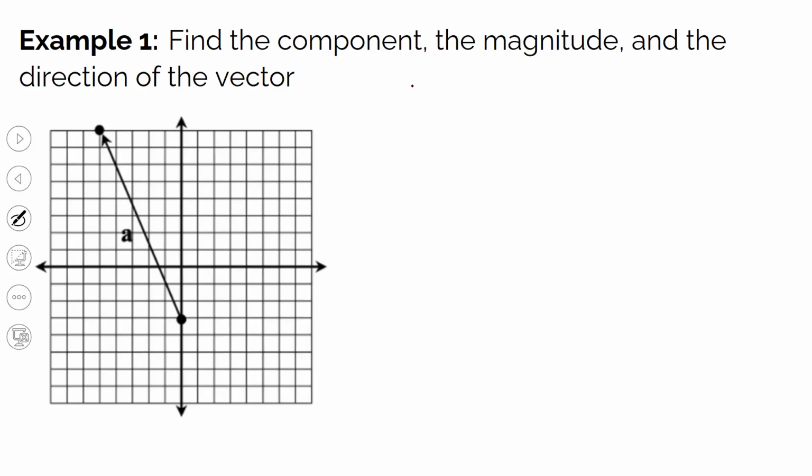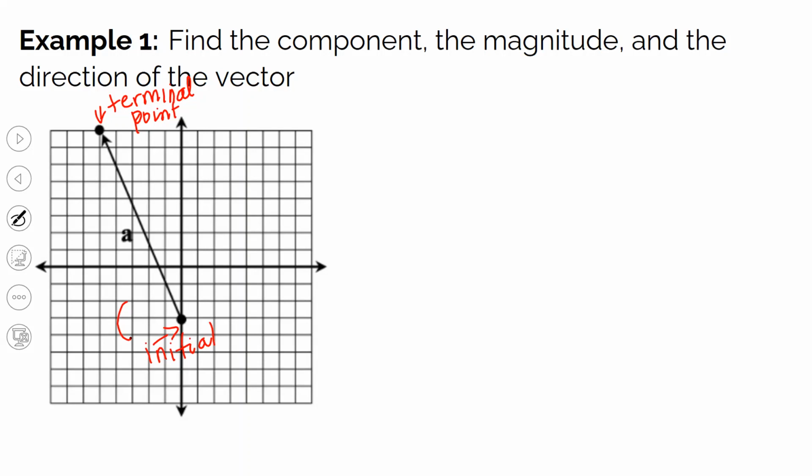So when you are finding the components, you need to find the initial point. For this vector, the starting point, we call it the initial point. And where the vector ends, we call that the terminal point. So you need to find the coordinates of both points.